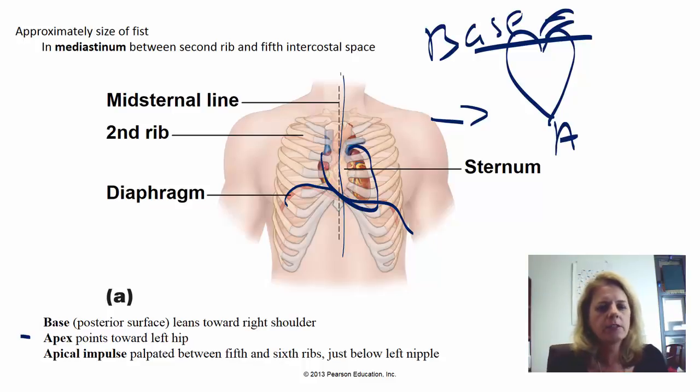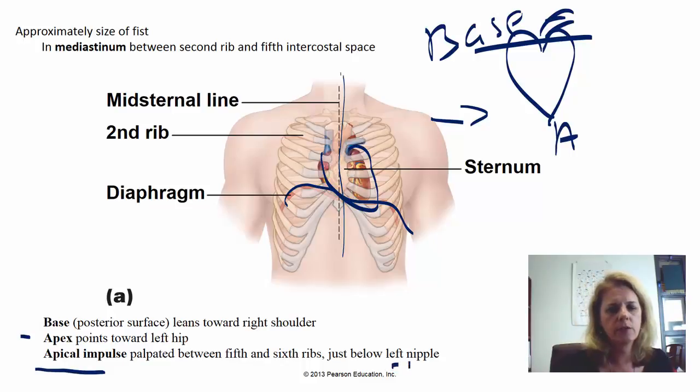All right, and you want to know where your apex is, because this is where you can actually feel your heartbeat, what's called the apical impulse. If you take your fingers and go just below your left nipple, between the 5th and 6th ribs, you should be able to feel the strongest heartbeat. So if you're trying to feel your heartbeat and you can't, go more to the left, below the left nipple, between your 5th and 6th ribs, and you should be able to feel your heart.